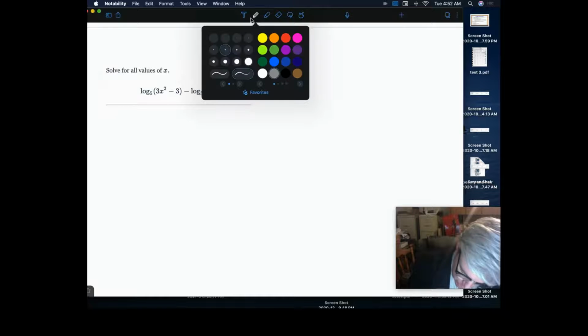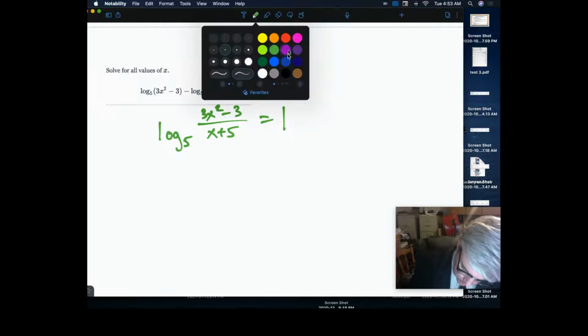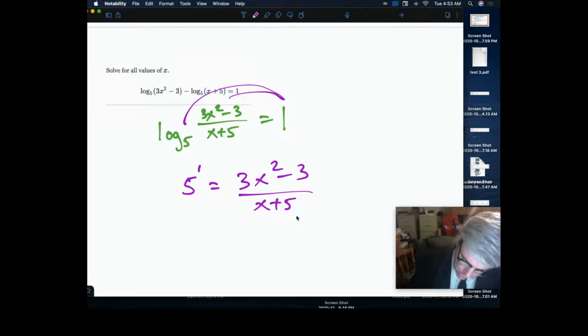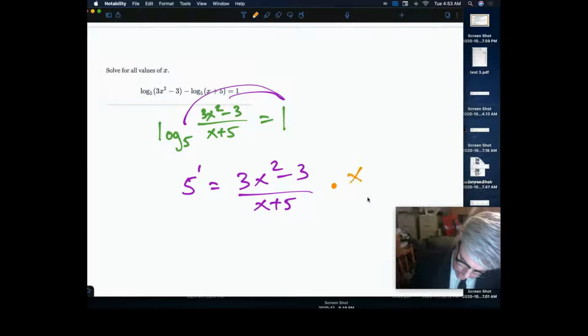So when you subtract, you divide. So log base 5 of 3x squared minus 3 over x plus 5 equals 1. And so this becomes 5 to the 1 equals 3x squared minus 3 over x plus 5. Remember, anytime you have fractions and you're not certain what to do, get rid of the denominator. It's usually a good idea.